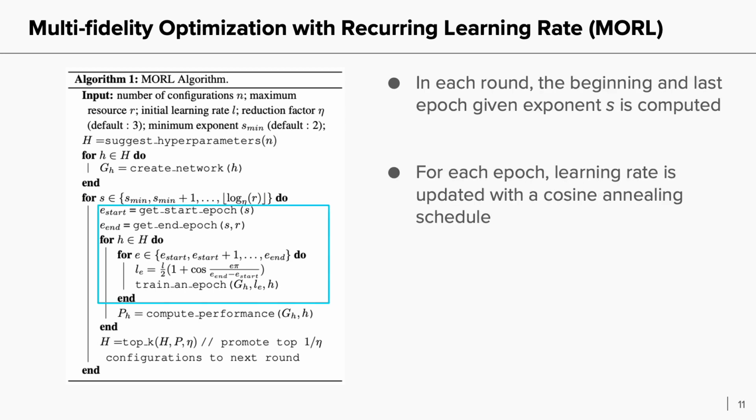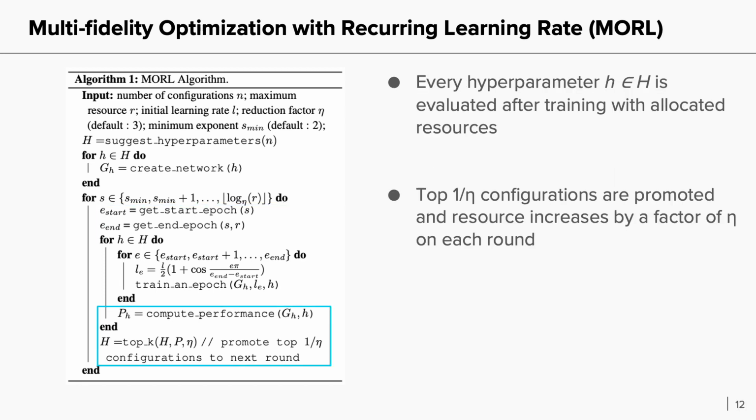On each round, the beginning and the last epoch is computed, and each configuration is trained following a cosine annealing learning rate schedule within each round. Every hyperparameter is evaluated after training with allocated resources, and the top 1/eta configurations are promoted, and resource increases by a factor of eta on each round.